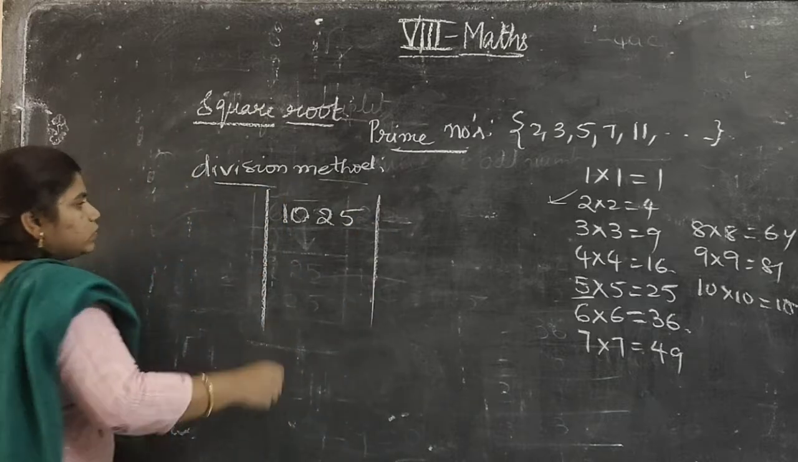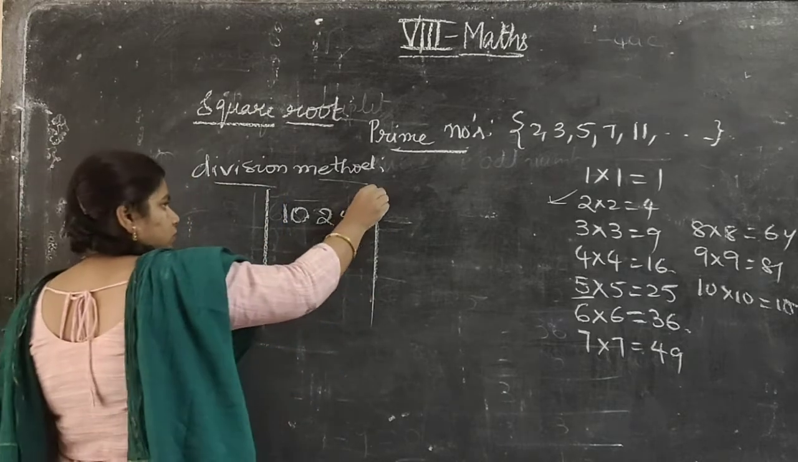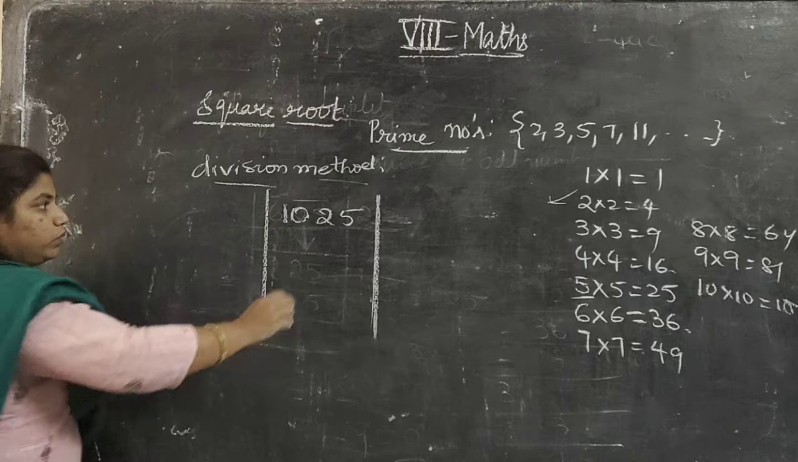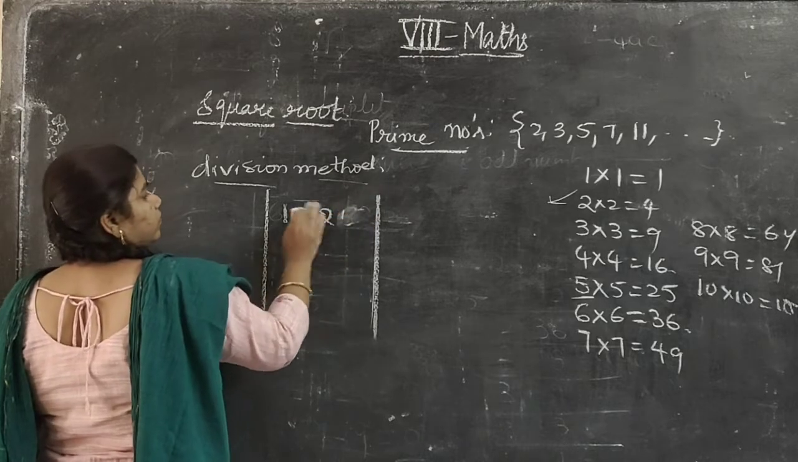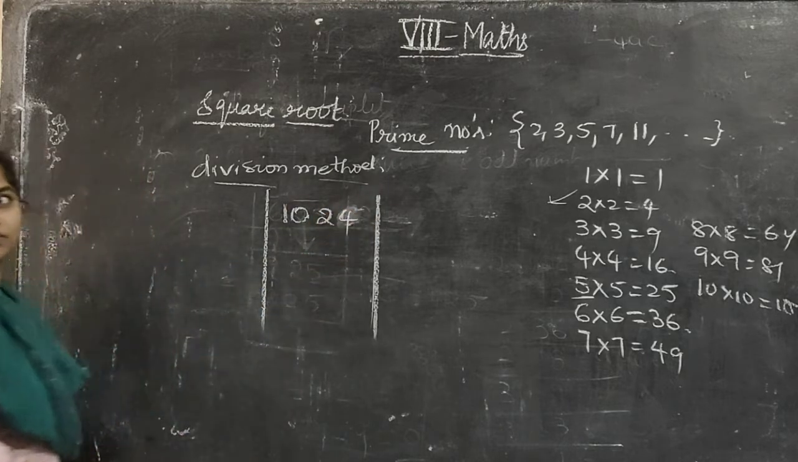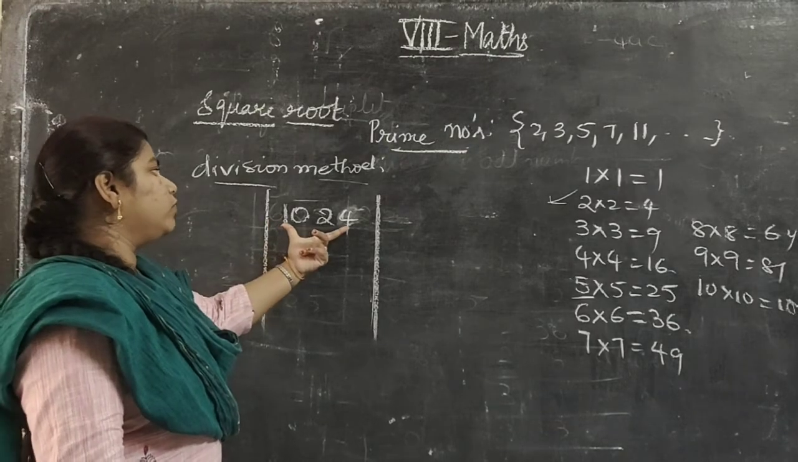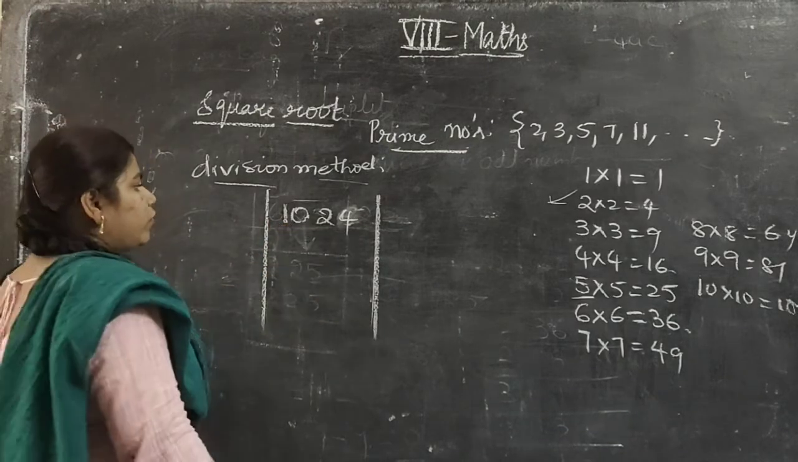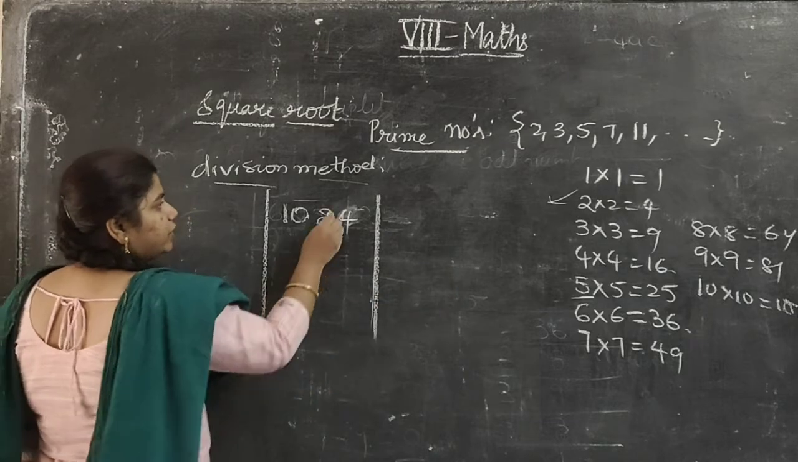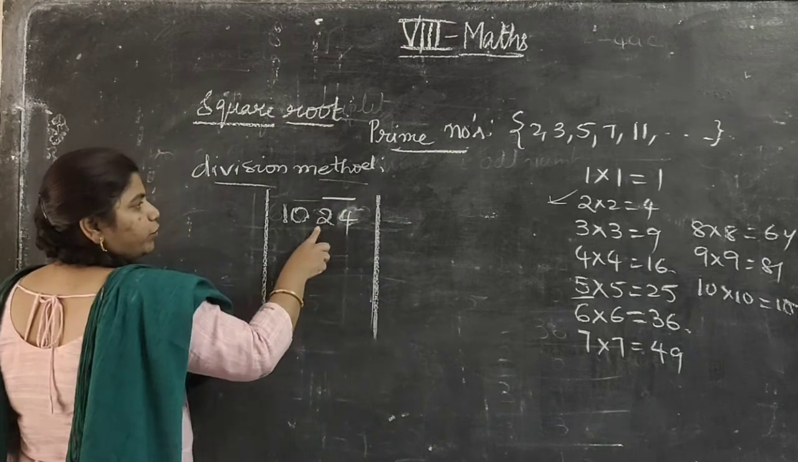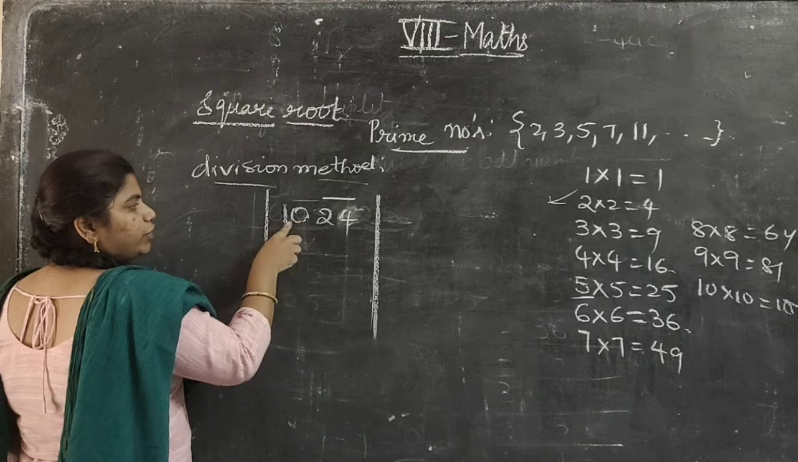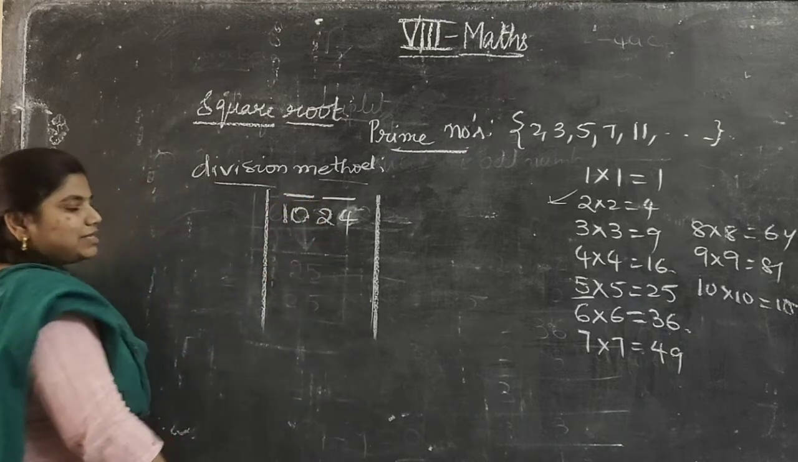So I want to find the square root of 1024. So what we have to do: from the right side, first pair the values. Every 2 digits will be equal to 1 pair. Again we are having 2 digits, so we take it as another pair.